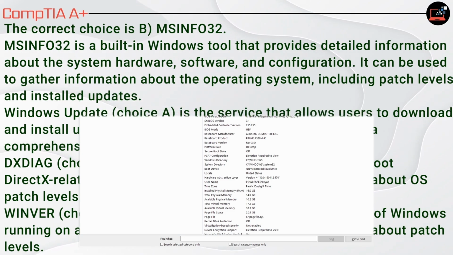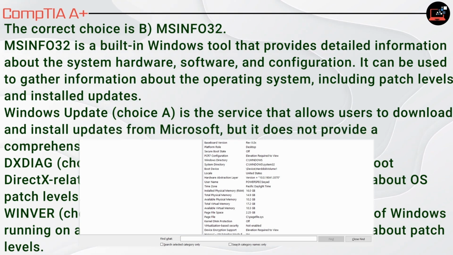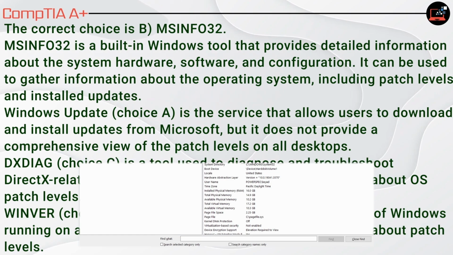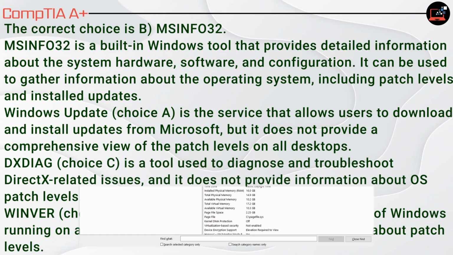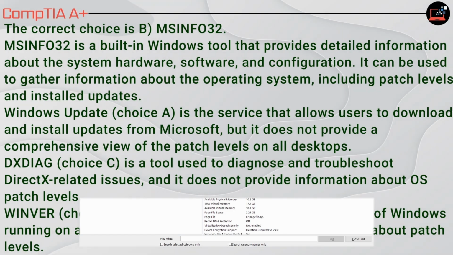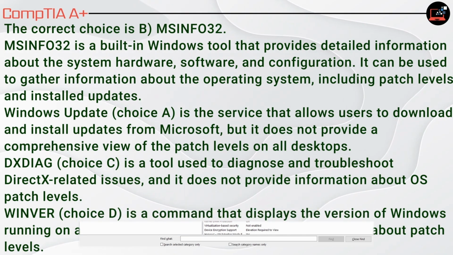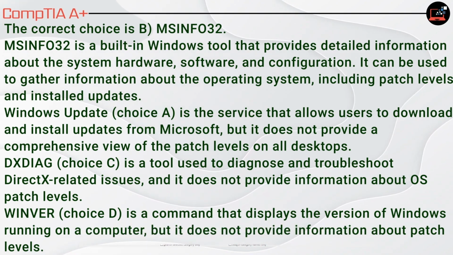Windows Update, choice A, is the service that allows users to download and install updates from Microsoft, but it does not provide a comprehensive view of the patch levels on all desktops. dxdiag, choice C, is a tool used to diagnose and troubleshoot DirectX-related issues, and it does not provide information about OS patch levels. WinVer, choice D, is a command that displays the version of Windows running on a computer, but it does not provide information about patch levels.